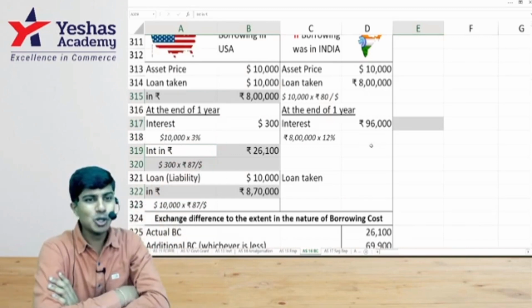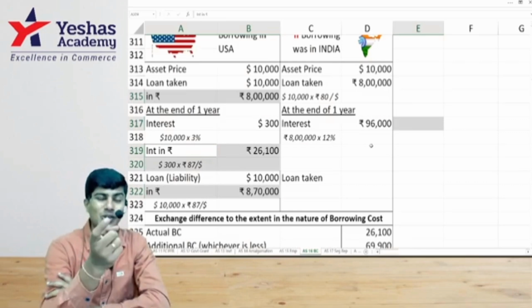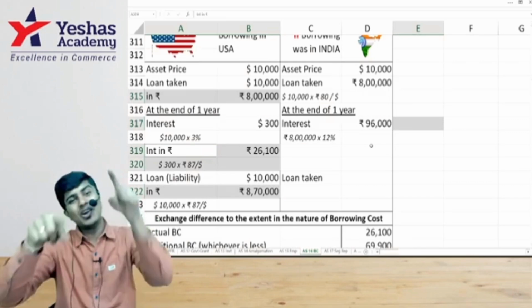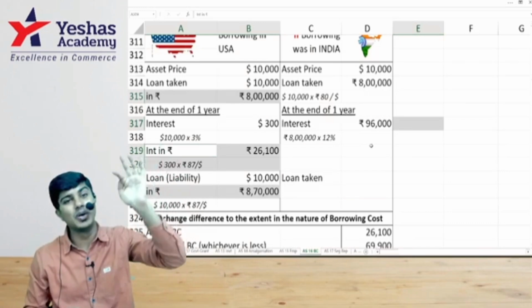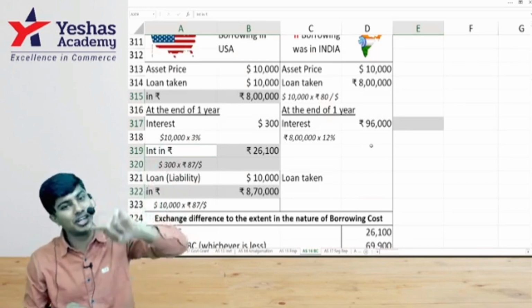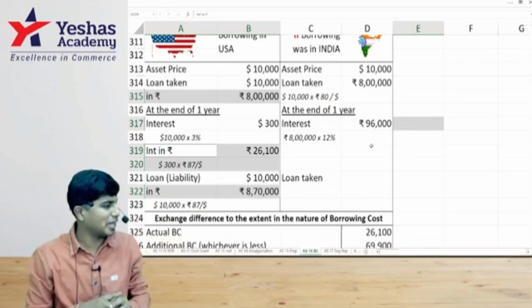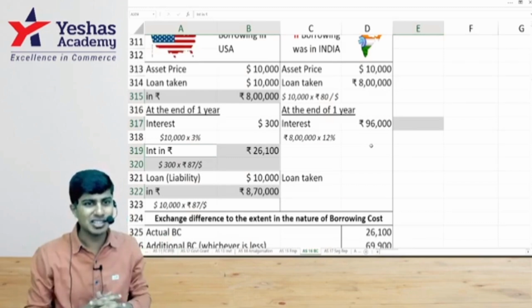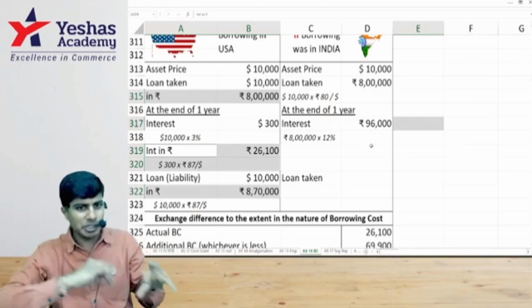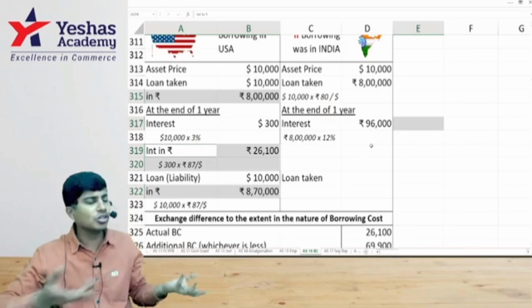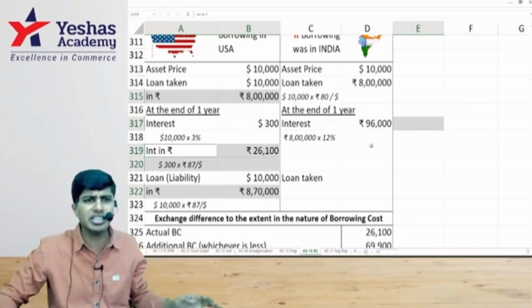Did you understand this? So though you took the loan in USA, if you had taken the loan in India, what would have been your interest? That becomes your borrowing cost to be capitalized. Isn't it common sense? There is no theorem. There is no step 1, step 2, step 3, step 4, step 5, step 6. You shouldn't be doing steps. Everyone does steps in this.